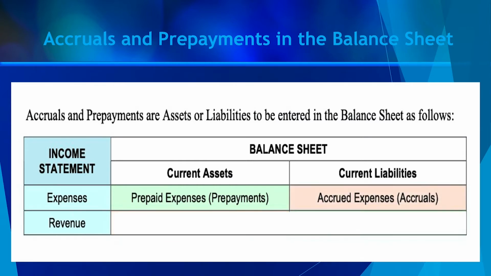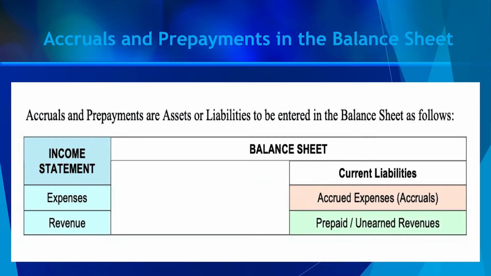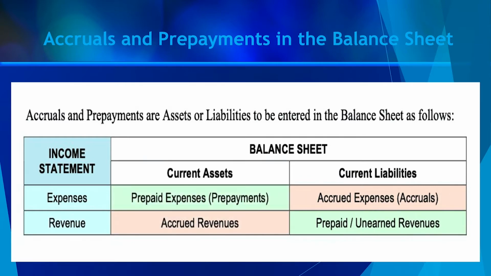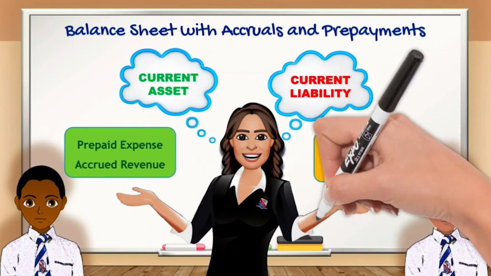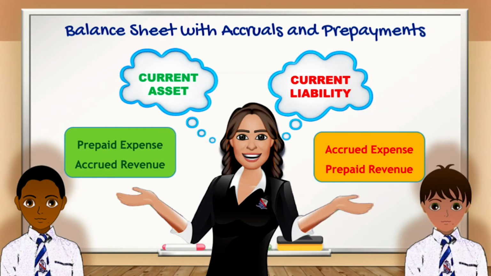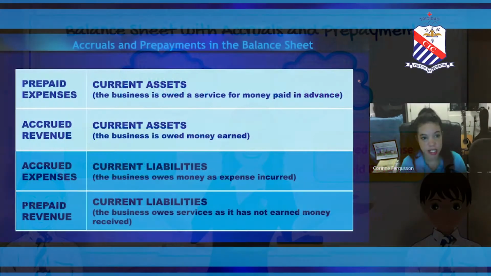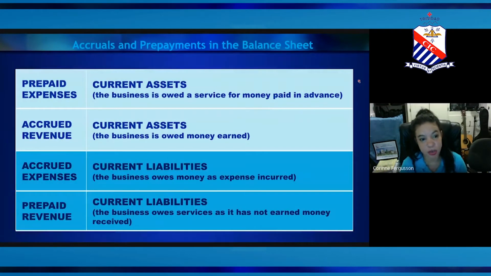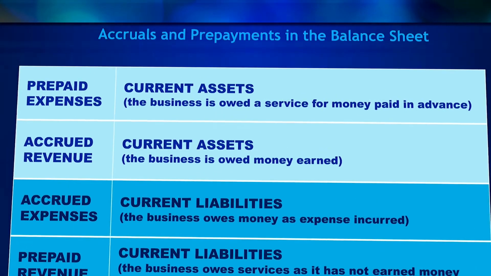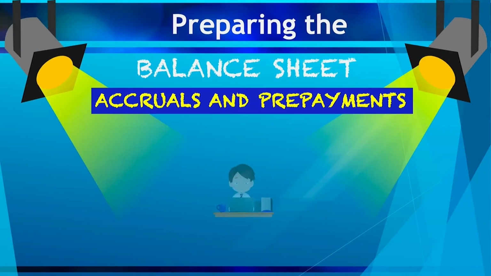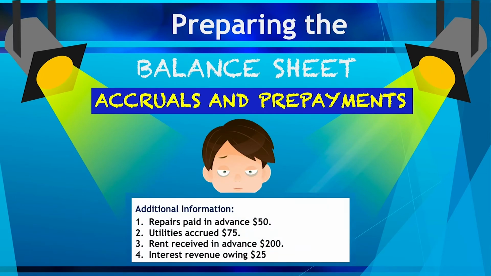And then your 2 current liabilities would be the accrued expenses and the prepaid or unearned revenue. So this, I hope you all have this memorized. If not, please work on it. You will see there your 2 current assets, prepaid expenses, accrued revenue, your 2 current liabilities, accrued expenses, and prepaid revenue. So when we are preparing the balance sheet, there are our notes again.